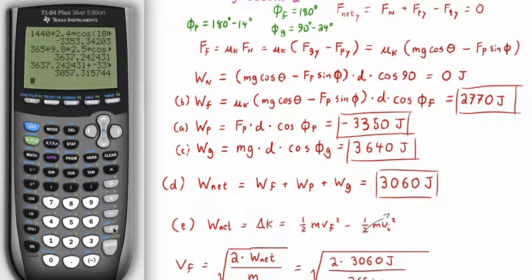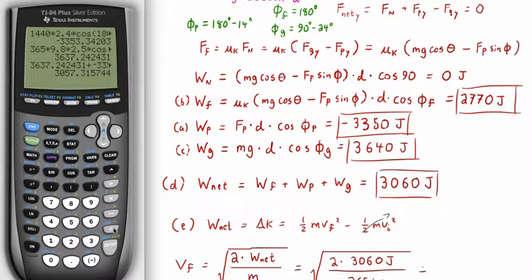Unit-wise, joules are kilogram meter squared per second squared. If we divide by kilograms, the kilograms cancel. We get meter squared per second squared, and when we take the square root of that, that gives us meters per second, the units of velocity. So it's good to make sure that the equation checks out dimensionally.